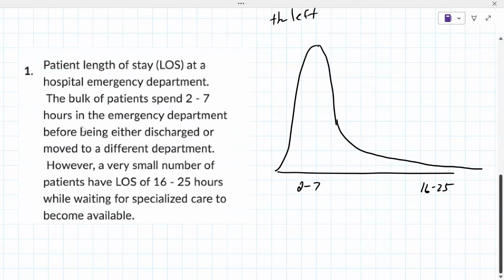Just from reading this and creating a quick sketch of what you see. Oh, I picked the opposite. I put left skewed. Damn it. Okay. All right, so next thing here, number two.